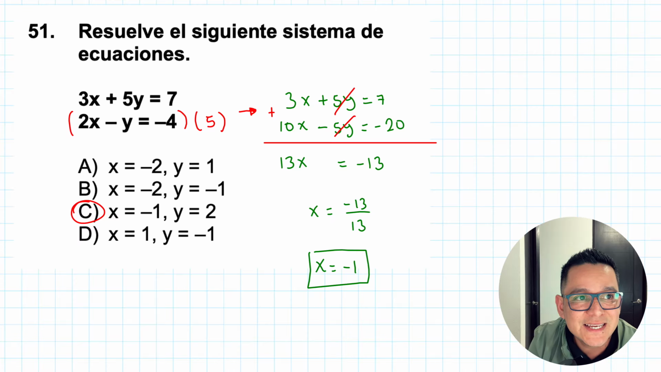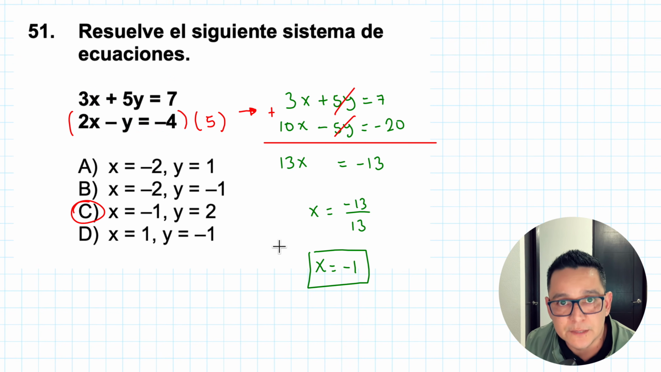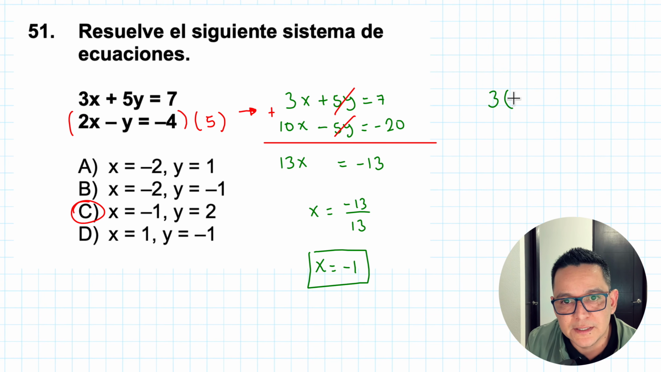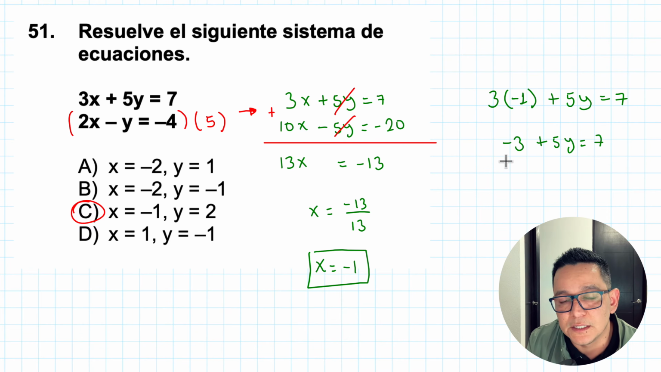Let's see. It should be that when I substitute the value I found for x into either of these 2 equations, it gives me the value of y, right? It has to give me that. If not, then it means I'm wrong. Let's see. I'm going to substitute, for example, in the first one. Okay, it's not that simple, but let's substitute there. So I have 3 times the value of x, which is minus 1, plus 5 times y equals 7. 3 times minus 1 gives me minus 3 plus 5y equals 7. This minus 3, we add it to the other side, so 5y equals 7 plus 3, which is 10 now.